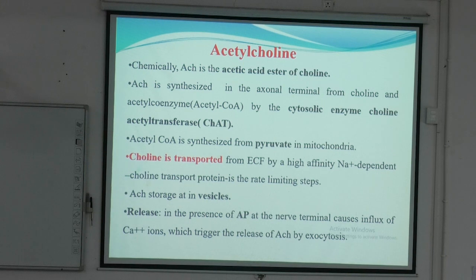Now coming to acetylcholine. Acetylcholine is the main neurotransmitter, already we have seen. It is a physical substance. It is the acetic acid ester of choline. So basically this is an ester. It is synthesized in the axonal terminal from choline and acetyl coenzyme A.